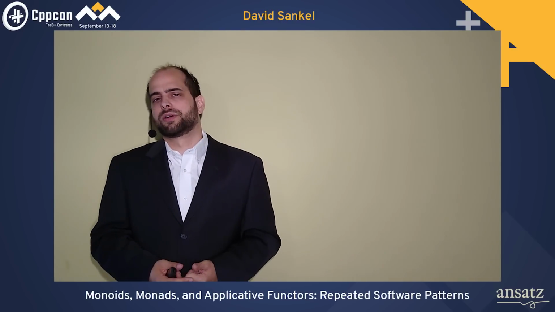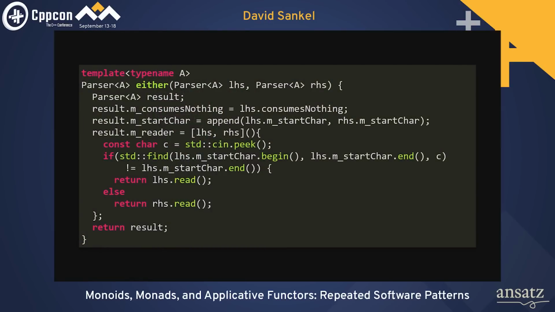Let's see how either would be implemented. Either here takes in, as I mentioned before, a parser of type A and another parser of type A. Consumes nothing is only true if LHS consumes nothing, because if LHS consumes nothing, then it's just trivial. It's always LHS, and that's the end of it. Now the start characters here will append the start characters from the left-hand side to the start characters of the right-hand side. And that'll be the start characters that are valid for either of the two different parsers.